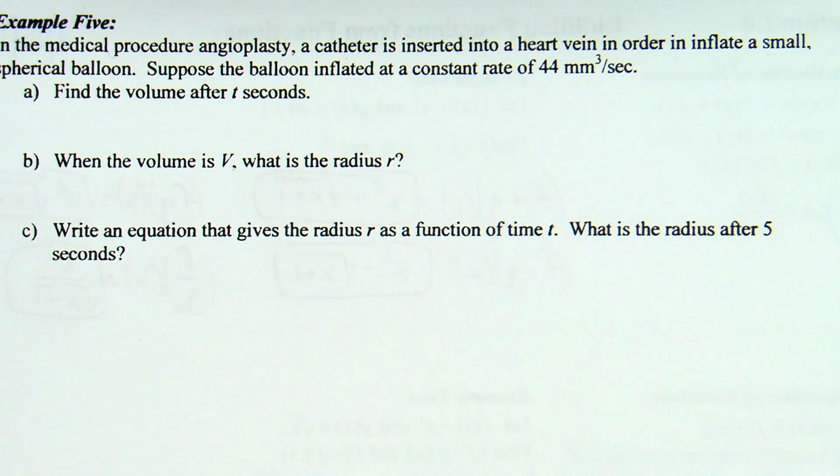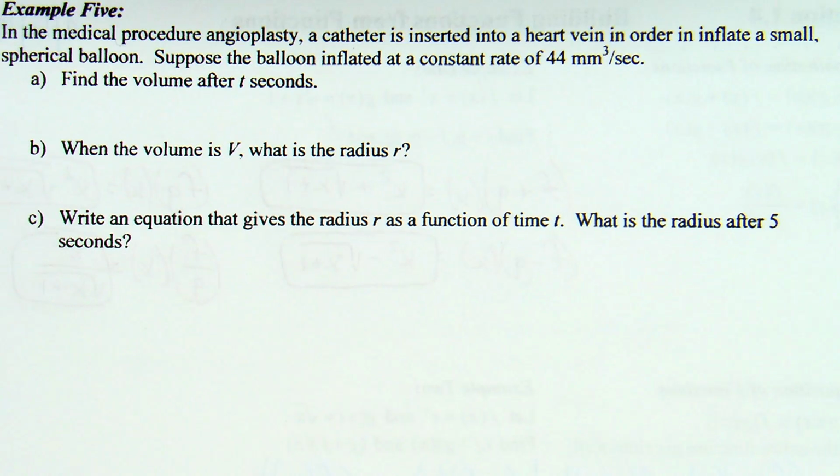In the medical procedure angioplasty, a catheter is inserted into a heart vein in order to inflate a small spherical balloon. Suppose the balloon inflated at a constant rate of 44 cubic millimeters per second. Important minor detail there. Okay, so we have parts A, B, C here. I will tell you that A, B, C kind of go together, they build. So A. Find the volume after t seconds.